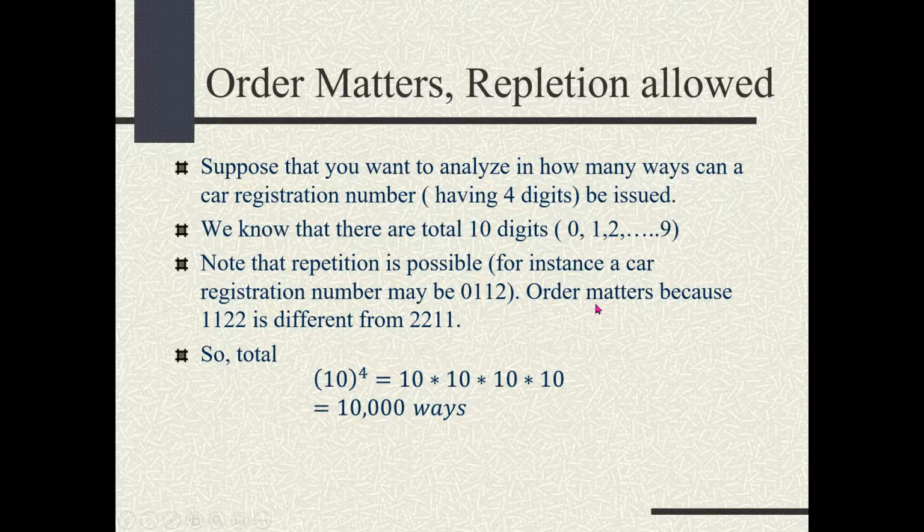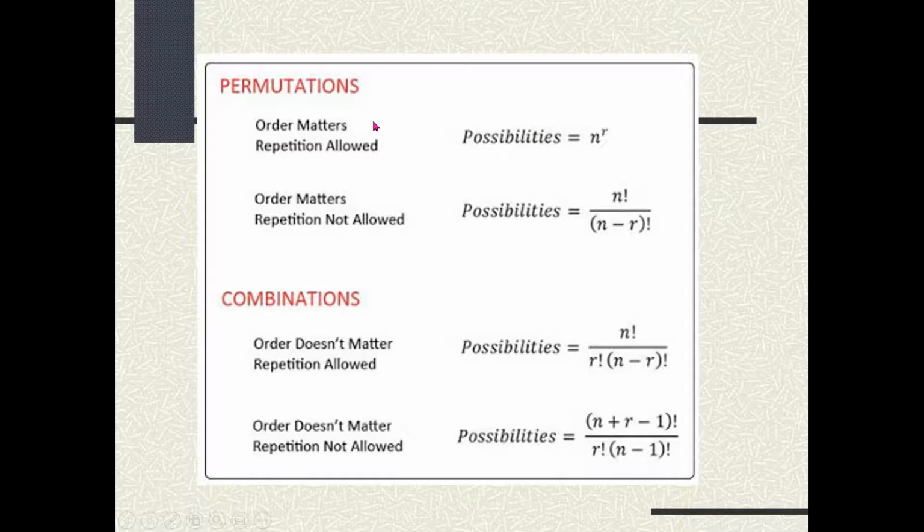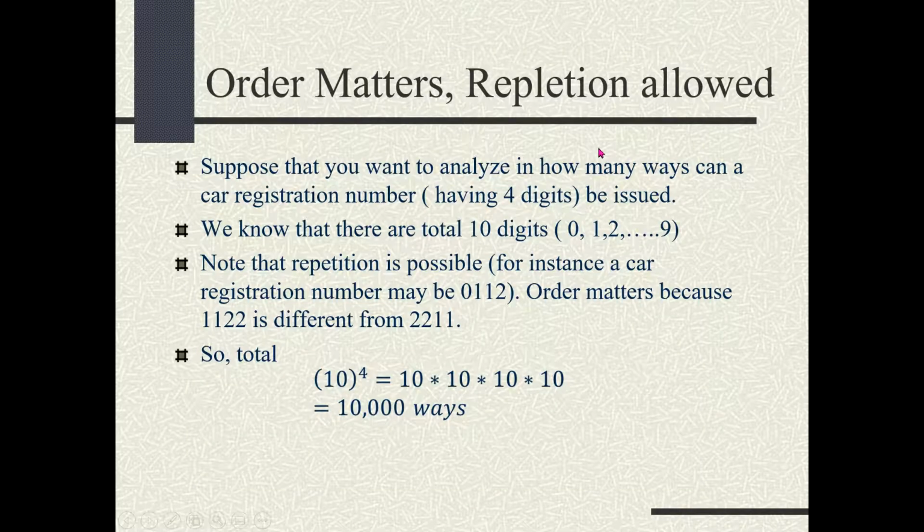So which formula will we be applying? See, order matters, repetition allowed. So we will use the formula n raised to the power r, which means 10 raised to the power 4, which is 10,000 different ways the car registration number could be issued.